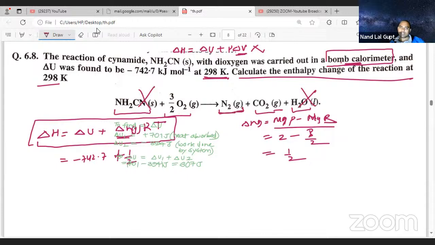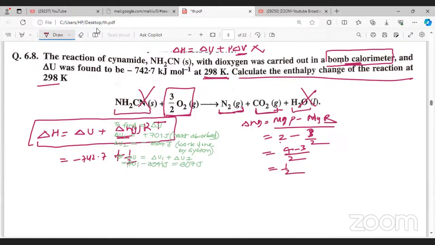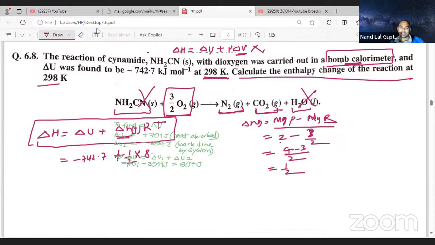So 1 mole of N2 is there and 1 mole of CO2. So this is the 2. And what gaseous is there? 3 by 2 O2. So I am writing here 3 by 2 O2. So if you are solving, taking LCM 2, it will be 4 minus 3 by 2. So it will come 1 by 2. Yes or no? Yes, sir. So here 1 by 2. R value what is there? 8.314. It is joule, but you need to calculate in kilojoule. So you have to divide by 1000. So it becomes 10 power minus 3. Temperature is 298. Any problem is there? No, sir.